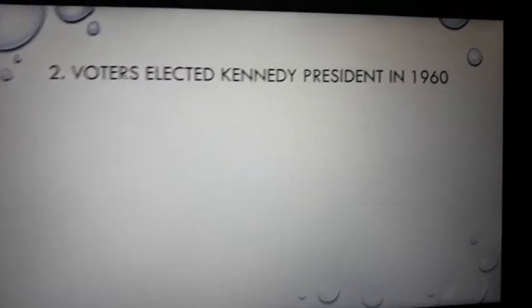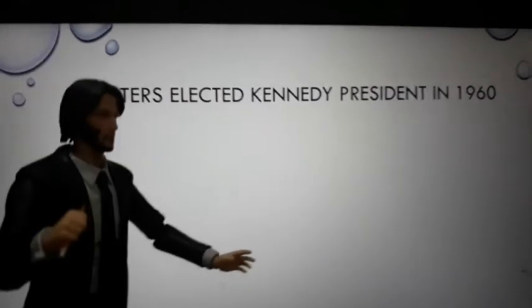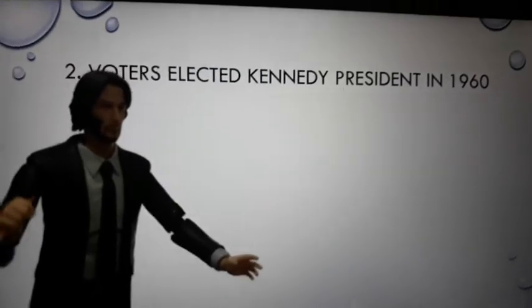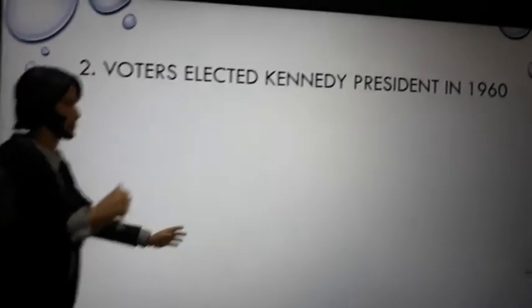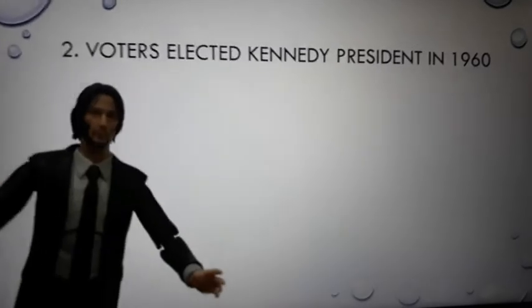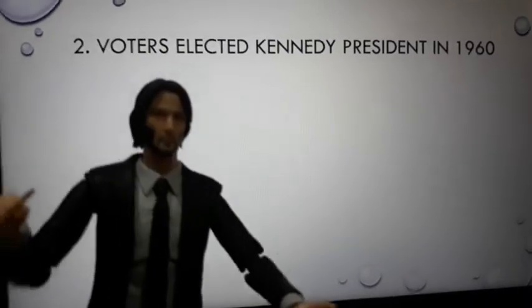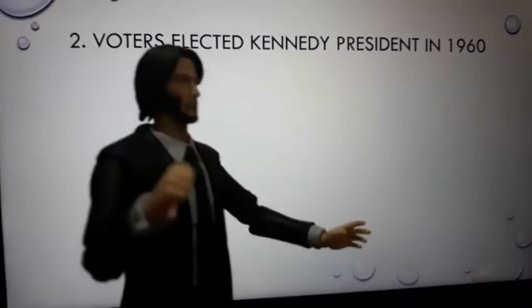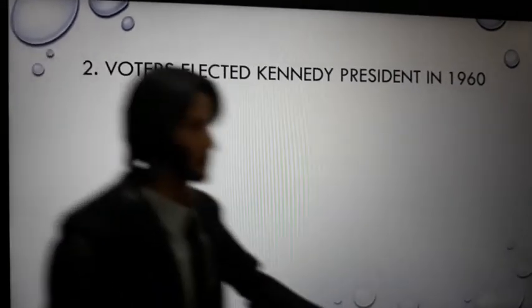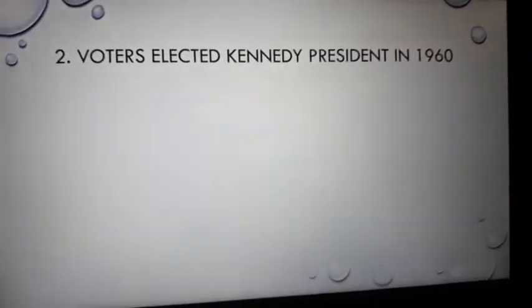It says again, voters elected Kennedy as a president in 1960. The same structure that we had in the previous exercise, where we have voters as the subject, elected as the verb, and Kennedy as the object, okay? So basically it will be kind of the same sentence. Let's see the answer.